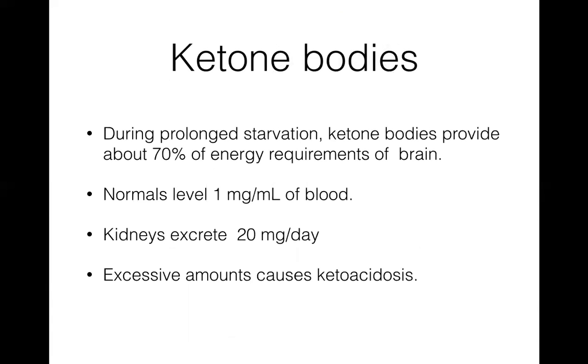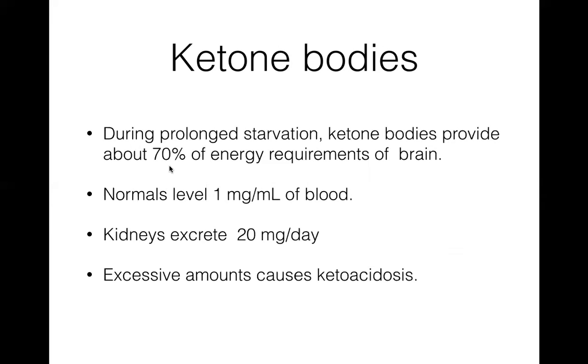So ketone bodies are actually very important, especially during prolonged starvation, where the ketone bodies can provide 70% of the energy requirement of the brain. So remember that the brain utilizes only 2 metabolic fuels. The preferred metabolic fuel is still glucose. When glucose is no longer available or is in limited supply, like during starvation, the next metabolic fuel is not fatty acid itself, but rather ketone bodies.